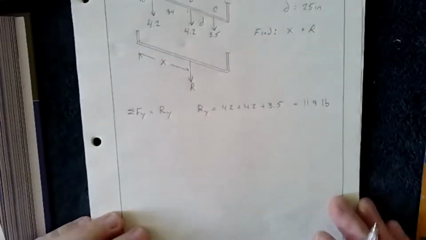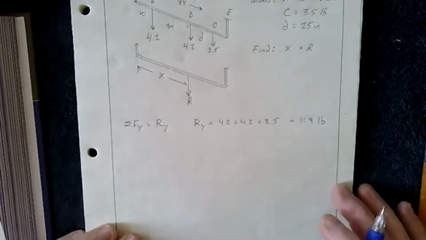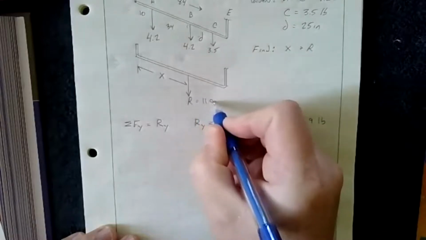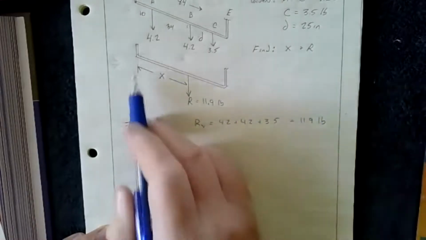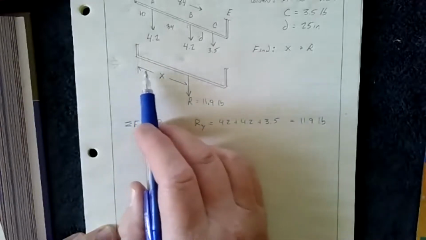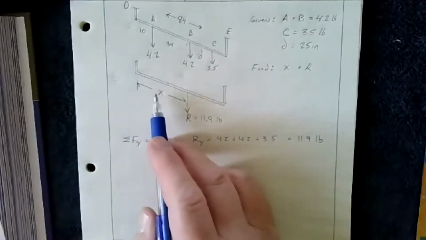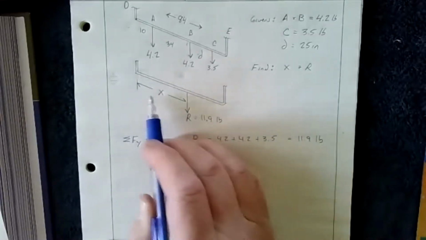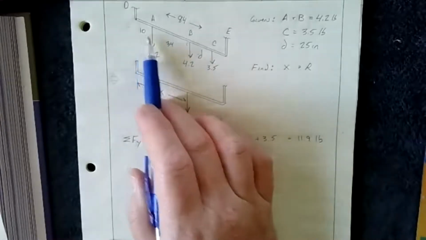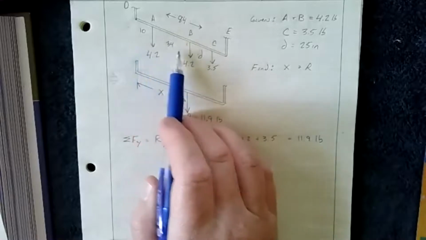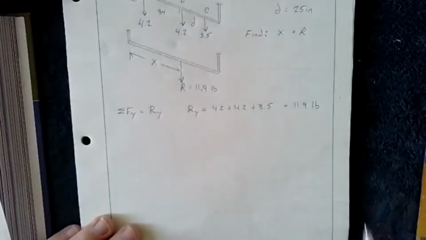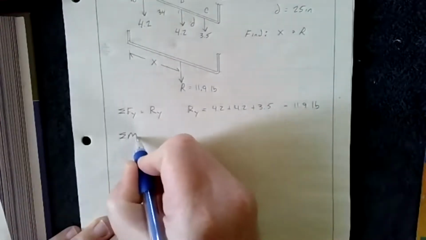And so then the next step is, because we know this value now, 11.9 pound, we want to find what is this distance. So we can think of it as a series of moments. We know that 11.9 pounds times this distance is going to be the same as the sum of this force times that distance, this force times this distance, and this force times the entire distance. So let's go ahead and do that. So sum the moments about D.